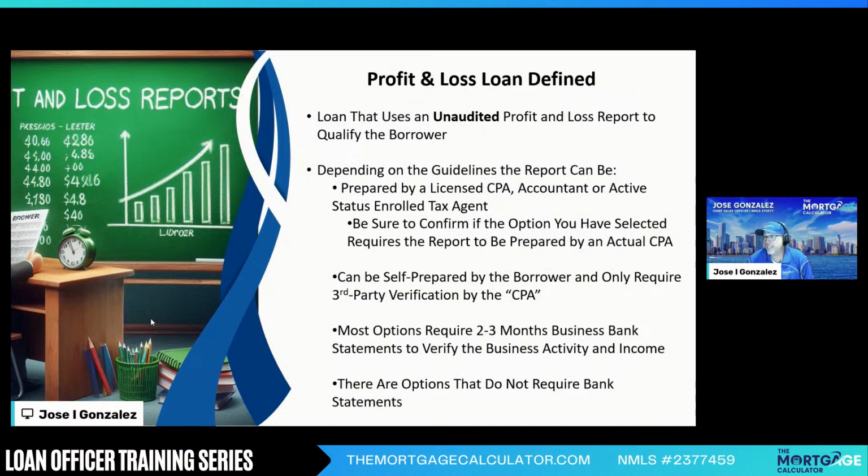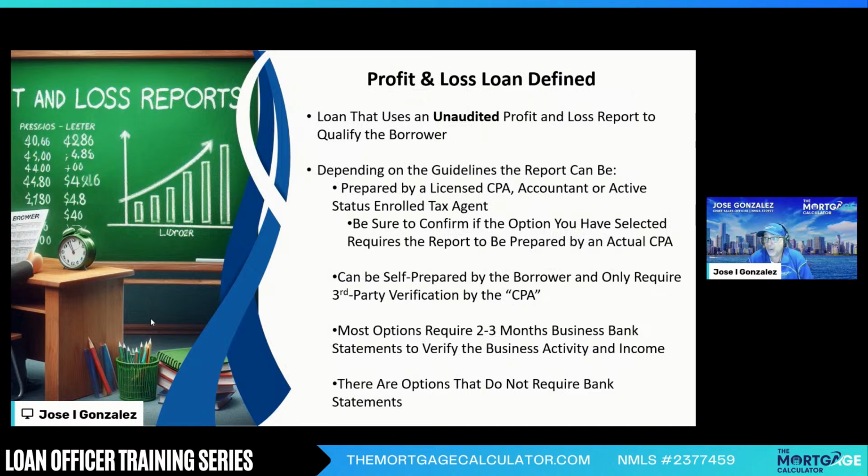If it is a self-prepared report by the borrower, assuming the guidelines for that option allow it, it will need to be accompanied by a third-party verification letter from the tax preparer. Usually it's more of a business narrative and states that the accountant has prepared the tax returns for the previous 2 years, or whatever may be the case, 1 year if it's a 1 year option for the borrower.